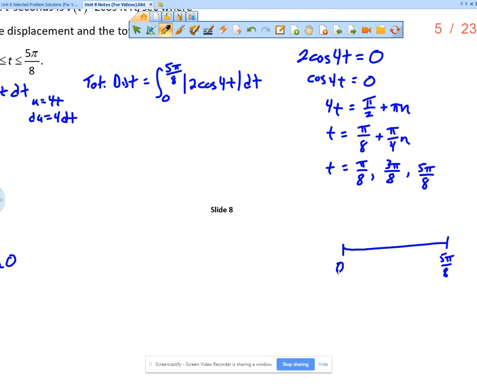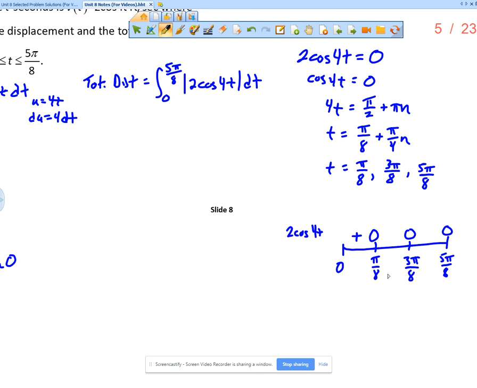All right, and remember, I've got pi over 8 here, and I've got 3 pi over 8. Now, on the side, I have 2 cosine of 4t. So now I have a 0 here, a 0 here, and a 0 here. Let's plug in 0 to start. 2 times cosine of 0. Cosine of 0 is 1, so this is positive.